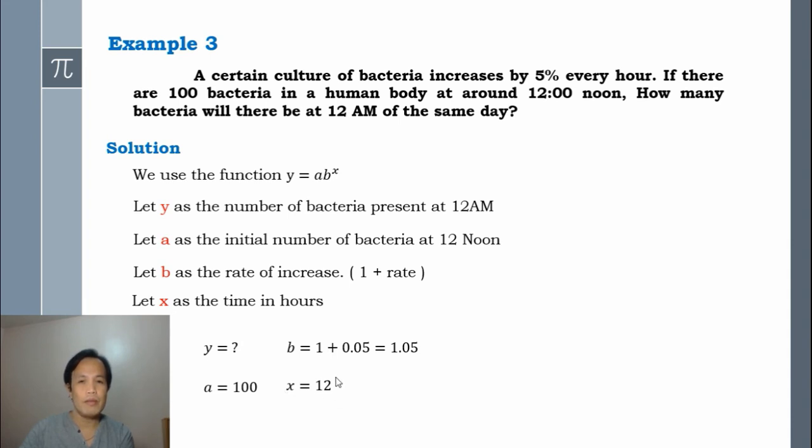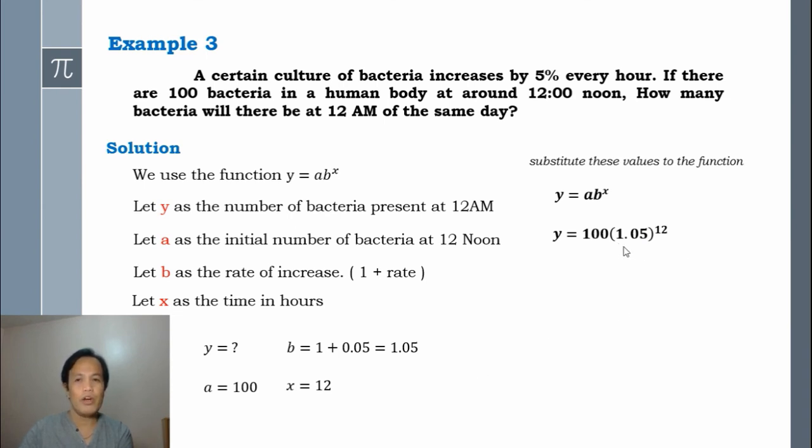How did we get 12? There are 12 hours of elapsed time from 12 noon to 12 a.m. That means starting from 12 noon, 1, 2, 3, 4, 5, 6, 7, 8, 9, 10, 11, and 12 at 12 a.m. So there are 12 hours. Substitute these values into the function. So we have y equals a times b raised to x. Then our initial value is 100 times our rate of increase, which is 1 plus the rate. So that is 1.05, and our time is 12 hours.